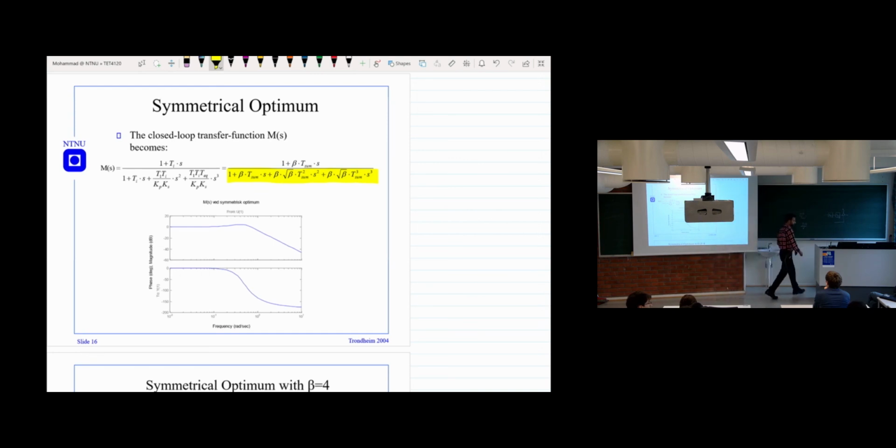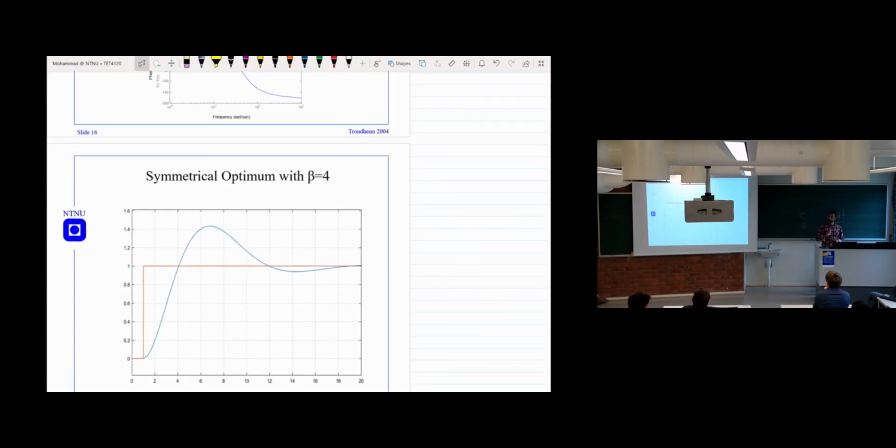If you apply the step response, this would be your step response. With beta equal to 4, you can see more than 40% overshoot here. This is not expected, we don't want that much overshoot, but this is just to show an example. If you set beta equal to 10, you will get something a bit different. If you increase the beta, you will get less overshoot, like this.